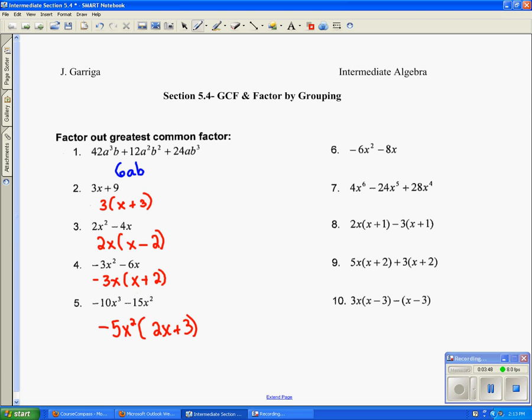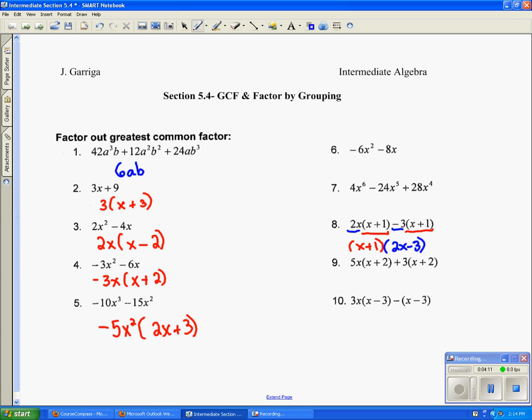So I have that. I'm going to come over here and skip down to number 8, and I say that these two are exactly the same. So when I take that, that's one of the factors, and what's left over on the outside becomes the other factor. So that becomes 2x minus 3.